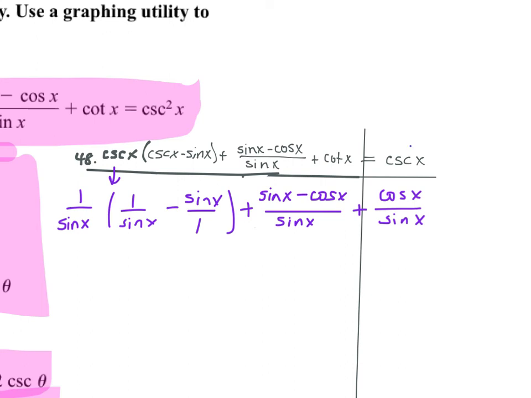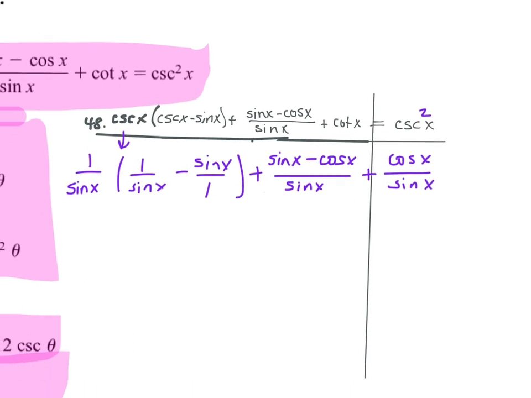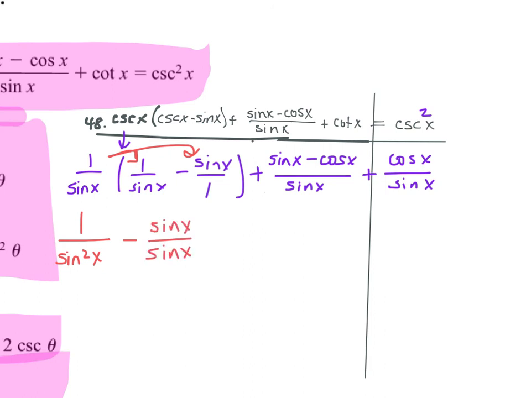I think there should be a squared here on this one right here. Okay, so as we go through, I'm going to leave this out here for a second. Well, no, we can go ahead and distribute this. If I distribute this here and here, I have 1 over sine x times 1 over sine x gives me 1 over sine squared x. And then I have minus 1 over sine of x times sine x over 1 just gives me sine x over sine x, which is going to cross out and give us 1.